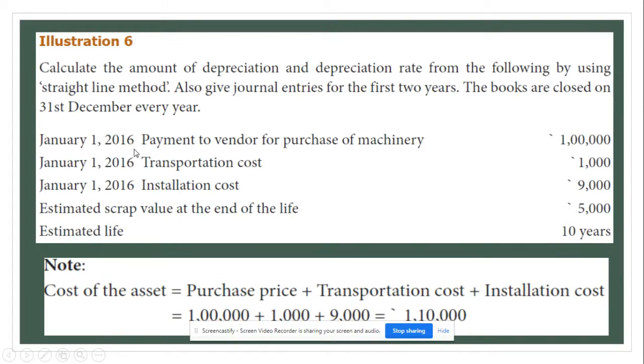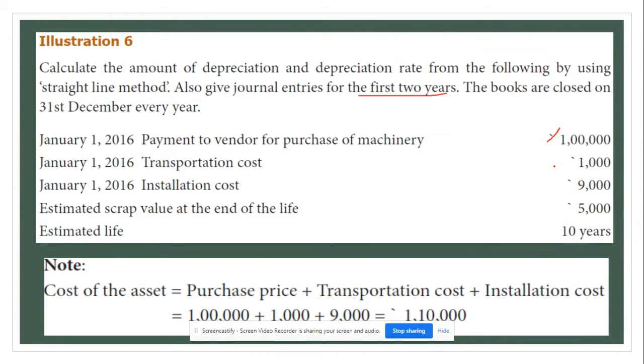So this is the sixth illustration. Here they have asked us to calculate the amount of depreciation and the depreciation rate from the following by using the straight line method. Also give journal entries for the first 2 years. So we are going to give the journal entries for 2 years and work them out in the straight line method. On first January, payment to vendor for purchase of machinery.